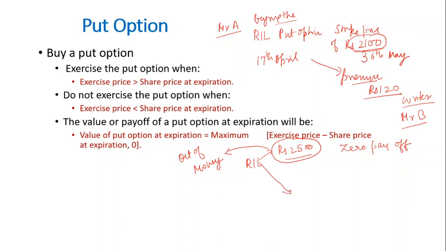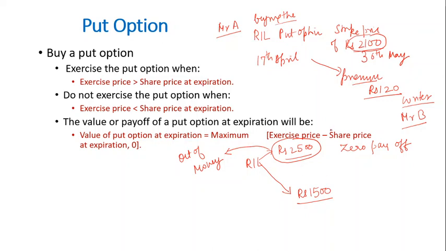In case the Reliance share fell down to rupees 1500. So the Reliance share in the market is rupees 1500, whereas he has an option to sell the Reliance share at rupees 2100. What should Mr. A do? Obvious, he will exercise the put option, because this is giving him a higher price.